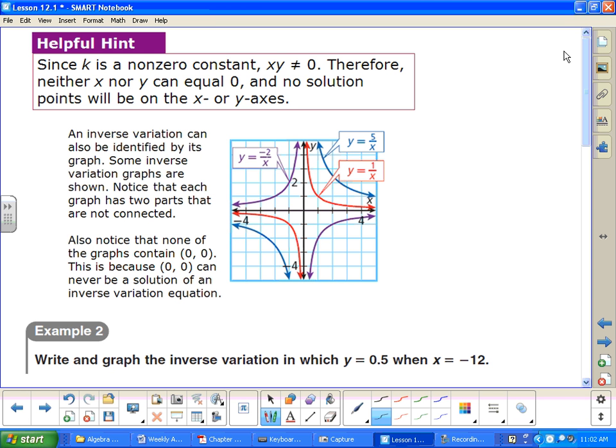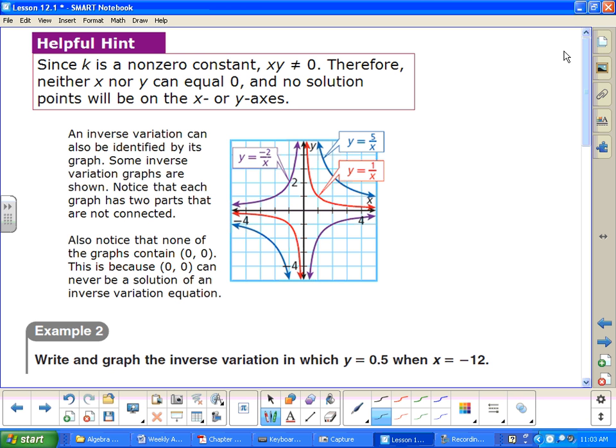Since k is a non-zero constant, x times y cannot be equal to 0. Therefore, neither x nor y can equal 0. So no solution points will ever be on the x or y axis. So here are some examples of some graphs. Let's go with the red one first. The red one, y equals 1 over x, that's called the parent function for inverse variation. And then in blue, we have y equals 5 over x. And in purple, y equals negative 2 over x.